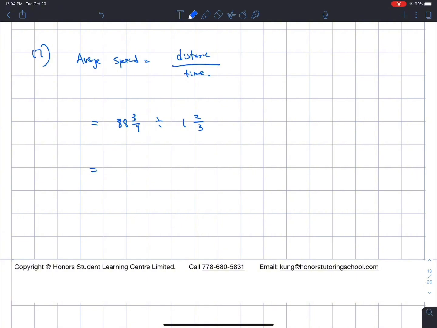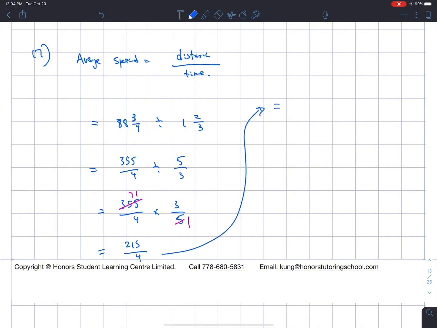So 88 times 4 plus 3, we get 355 over 4 divided by 3 times 1 is 3 plus 2 is 5. So 355 over 4 times 3 over 5. Divided by 5 to get 1, divided by 5 to get 71. So we got 71 times 3 is 213 over 4. We can change it back into a mixed fraction. We get 53 1/4. And this will be in km per hour.